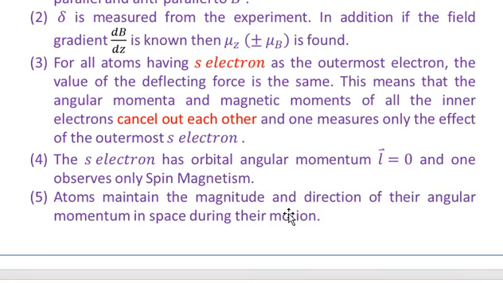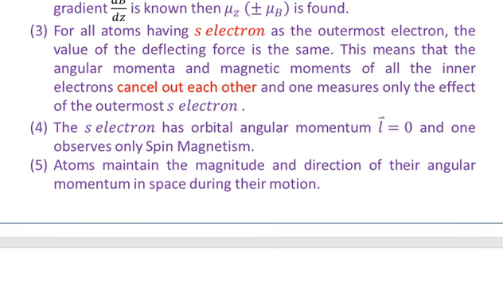Atoms maintain the magnitude and direction of their angular momentum in space during motion. So you see that in the beam, the atoms traveled the distance through the inhomogeneous magnetic field, and they retained their magnitude and direction also. So this is the concept of quantization of these quantities.